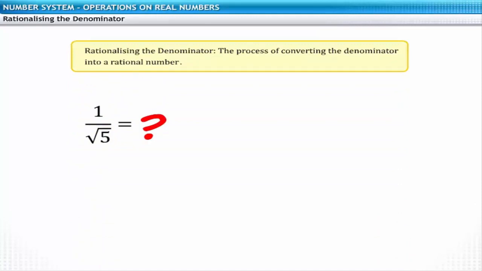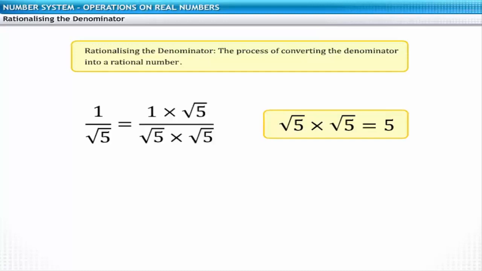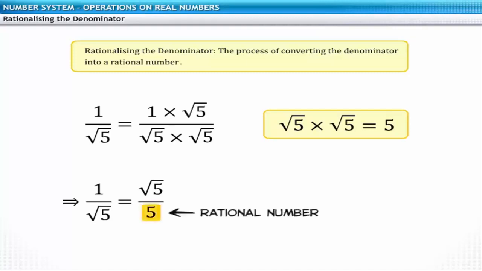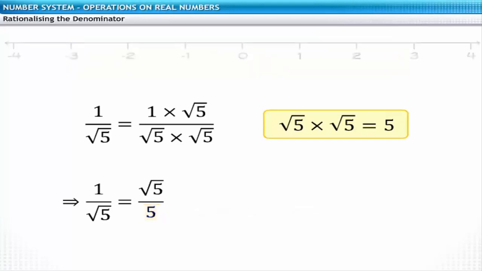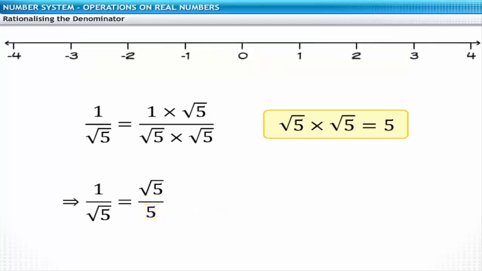Let's rationalize the square root of 5. We know that if we multiply the square root of 5 with the square root of 5, then the product is rational. Now, we'll multiply the numerator and the denominator of the expression with the square root of 5. This is the equivalent expression, where the denominator 5 is the rational number. Now, we can easily represent this on the number line. This lies between 0 and the square root of 5.